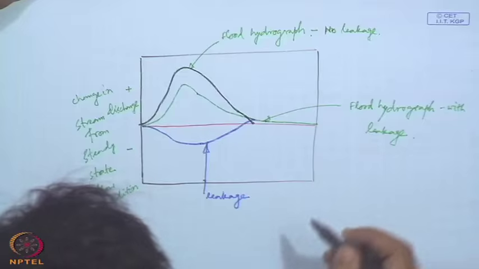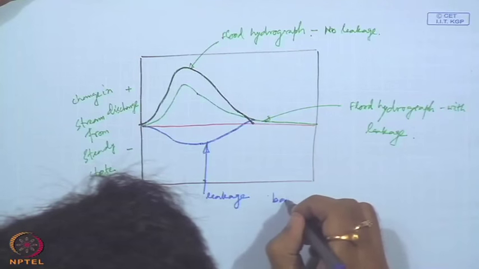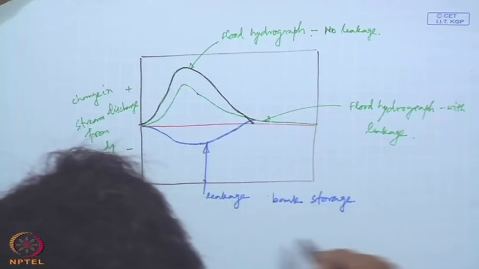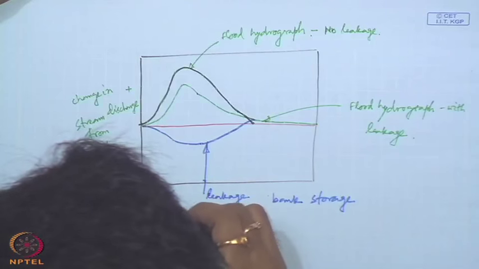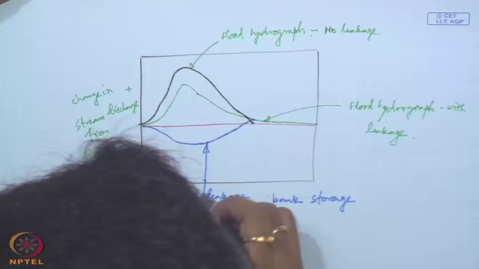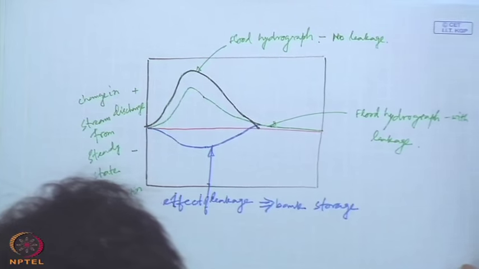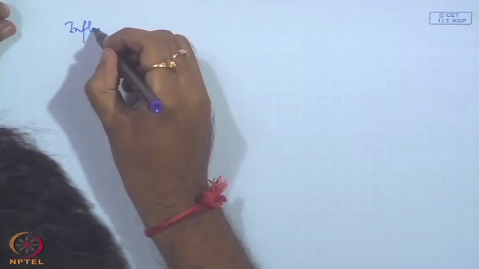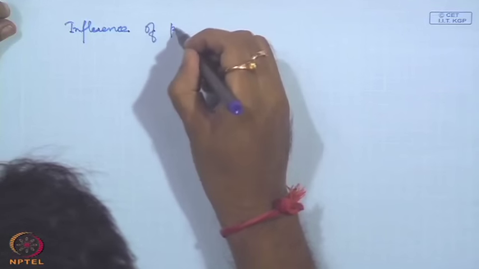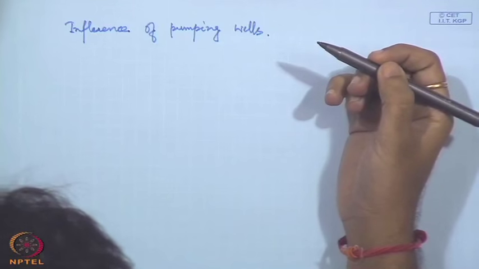So, the net effect of leakage, or net effect of bank storage, this is bank storage, or we can say that the effect of leakage is our bank storage. Now, we can have other situations where pumping will influence the whole thing.